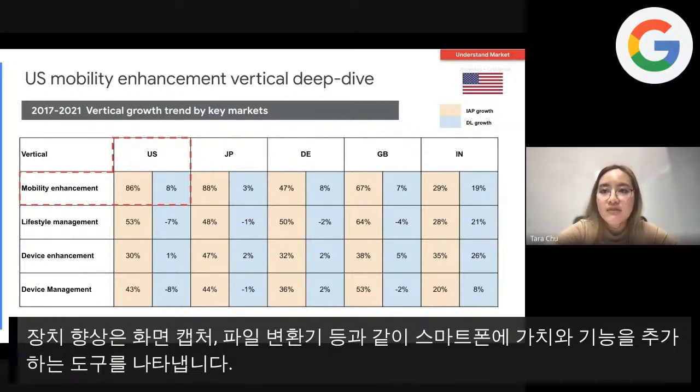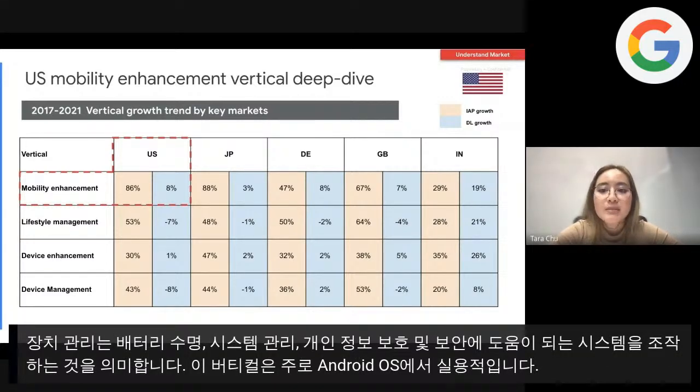And last, we have device management. It stands for tools that manipulate the system to help elongate battery life. For example, storage and backup, system management, privacy and security tools. It's mainly Android based right now, but definitely finding new ground also on iOS.